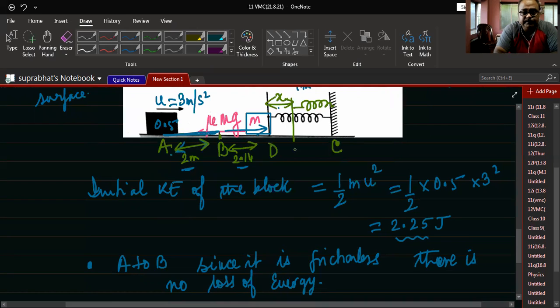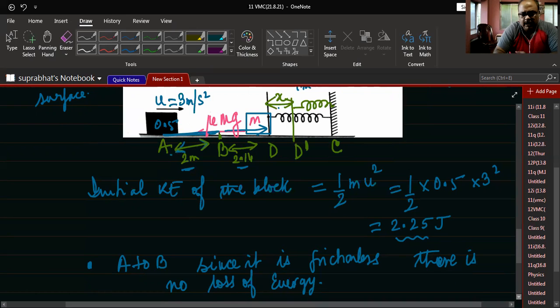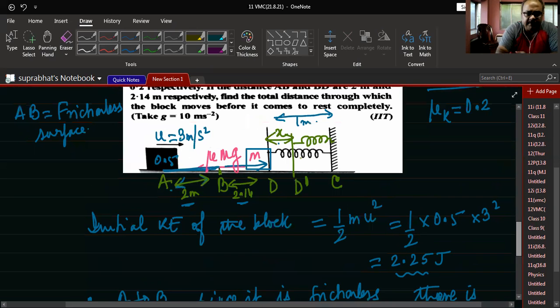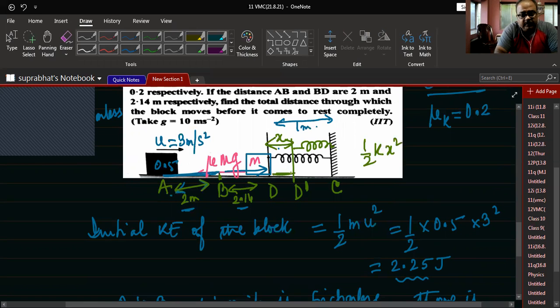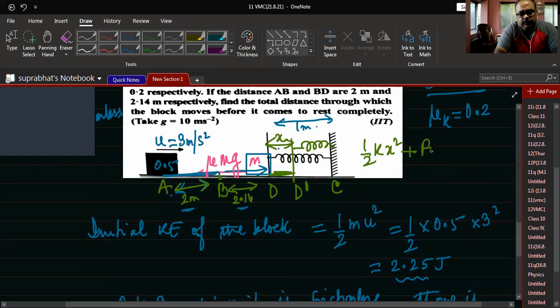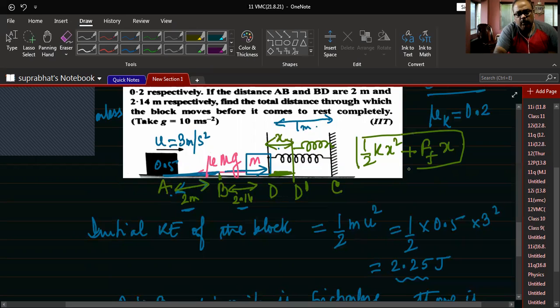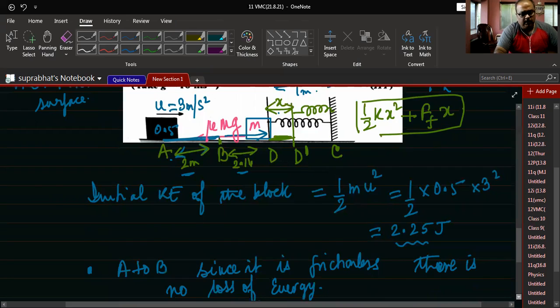So let the distance be, say, D to D dash, the distance moved during this compression. Children, in this particular part, when it is compressing the spring, the spring potential energy will be spent, that is half kx square. Another energy will be spent, the frictional force, because this particular part also has friction. So this will be equal to frictional force into x. This is the total energy spent by this block when it is compressing the spring by a distance x.